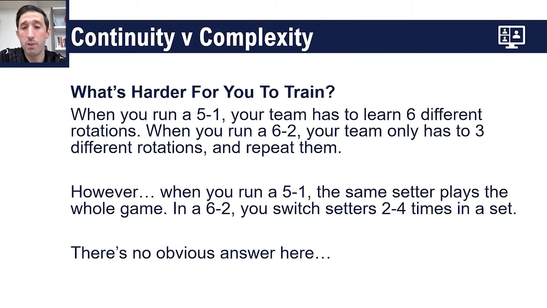But then there's also this complexity task, because in a 5-1, we have to run 6 different rotations. Setter 4 is a particularly challenging one. Setter 3, setter 2, they're a bit easier. Those are pretty easy rotations to learn. But setter 4 is a challenging rotation for a lot of high school junior teams. So when you're at 6-2, you only have to learn 3 different rotations, and then you just repeat them. So there's not a clear answer there. That's something for you to weigh: continuity versus complexity. All right.